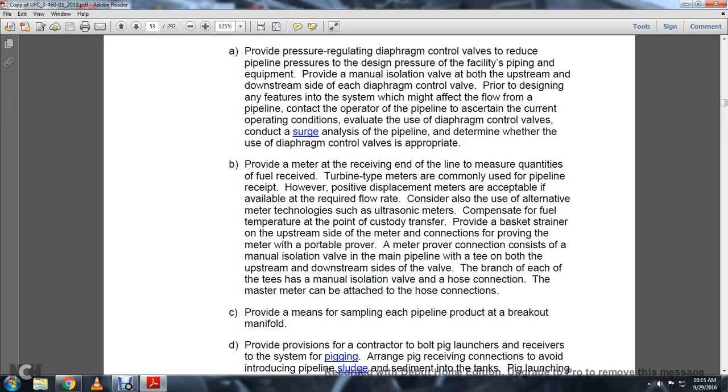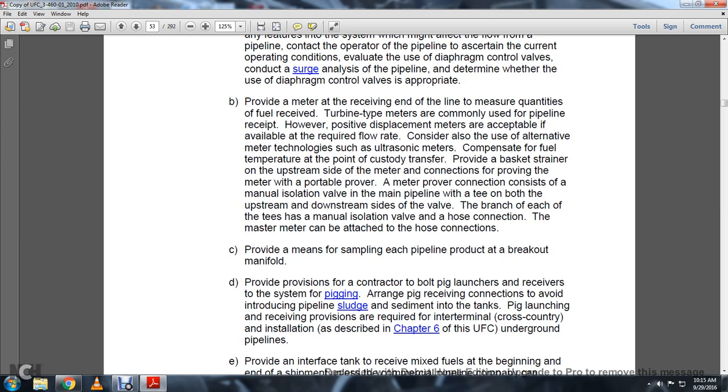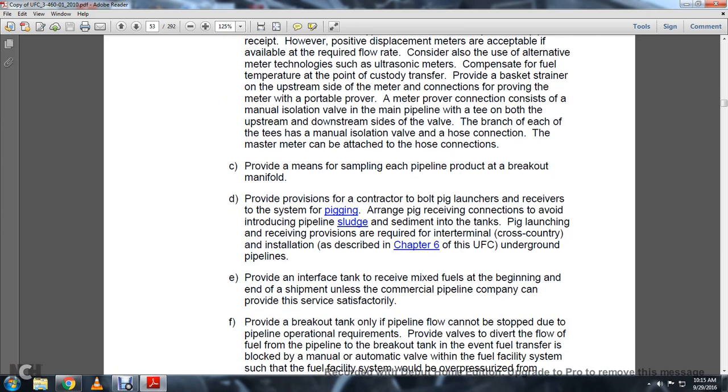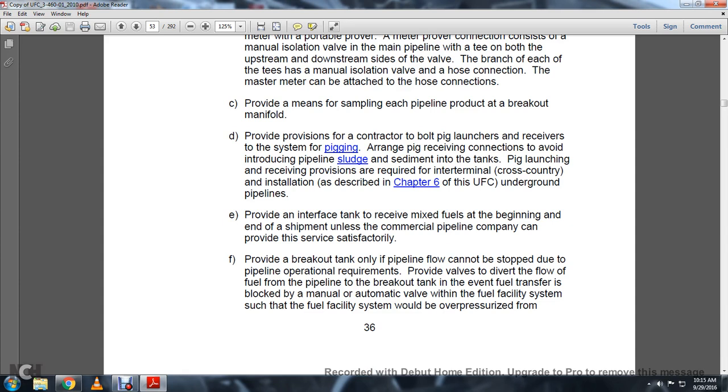Provide connections for proving the meter with a portable prover. A meter prover connection consists of a manual isolation valve in the mainline pipeline with a tee both upstream and downstream of the valve. On the branch of each of the tees, install a manual isolation valve and a hose connection, so that the prover can be attached with the hose connection.